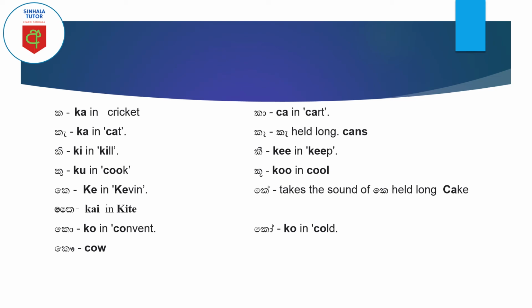Ka, ka, ki, ki, ku, ku, ke, ke, kai. Ko, ko, cow. So this is the way that we can prepare letters.